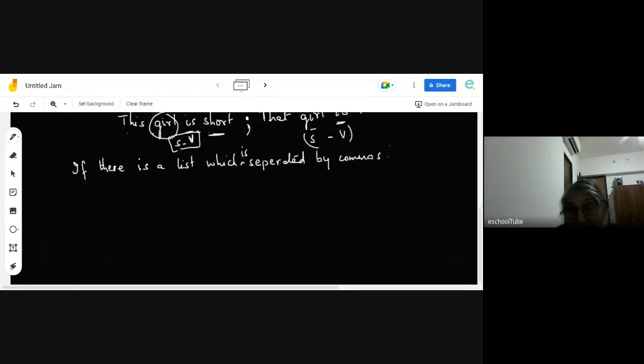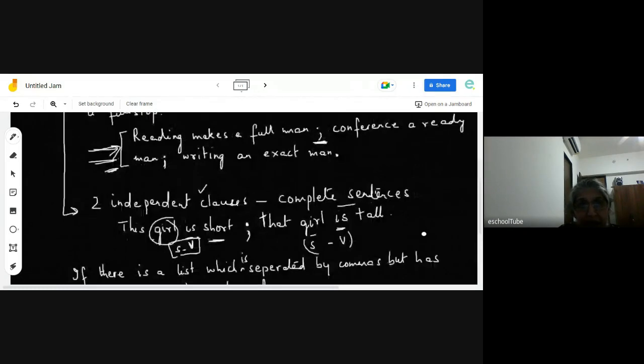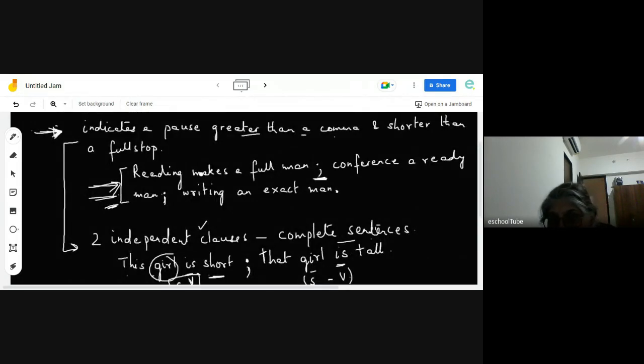But it has some extra elements in it, like, for example, when we are saying here, "reading makes a full man." What does that mean, Saksham? Reading makes a full man. And what is a ready man? And what is an exact man? Okay, whatever. These are basically adjectives he's using to describe a man.